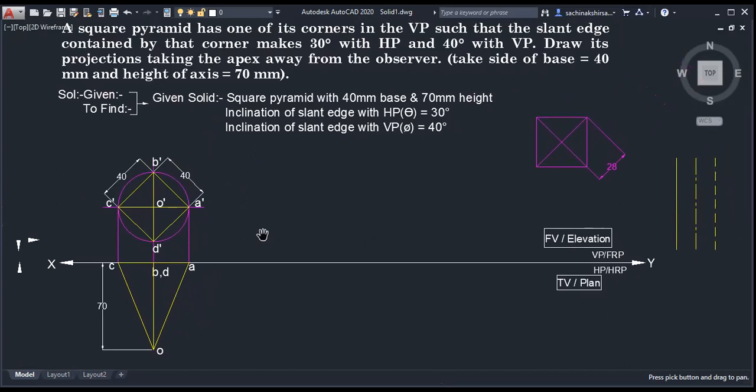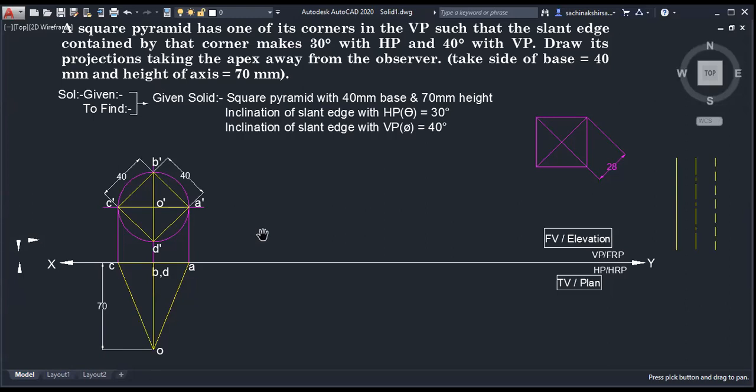Read the problem statement and tell me in what terms it is given. Inclination. The slant edge contained by that corner makes how much angle with HP? 30 degree. And how much with VP? 40 degree. Now I will ask a question. Which inclination we have to give first? 30 degree or 40 degree? 40 degree.